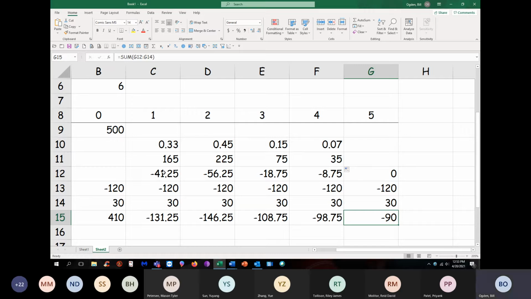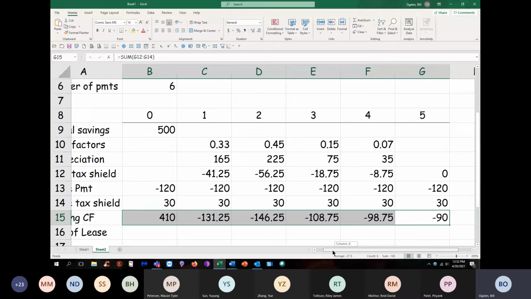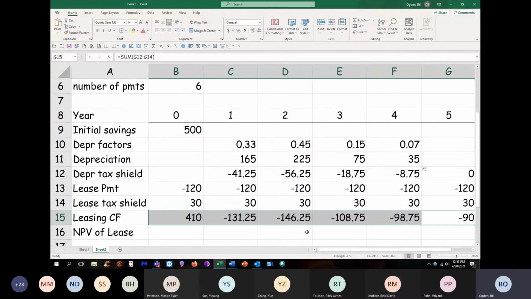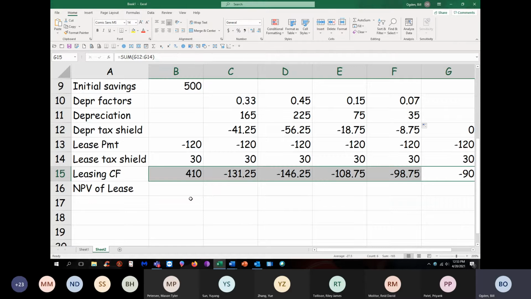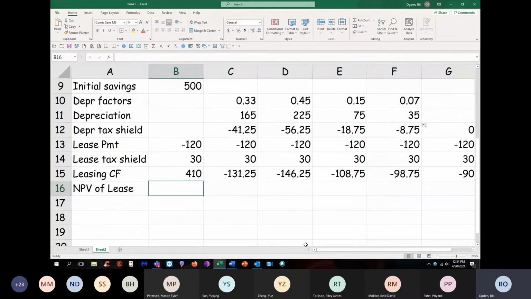So the cash flows for years one through N would be the depreciation opportunity cost, the lease payment, and the lease payment's tax shield. So these are the cash flows, not the payments, the cash flows from the lease decision, the decision to lease. Now we'll do an NPV. All right, and this is no different than any other NPV we've done throughout the semester. So we'll use the NPV function, net present value.